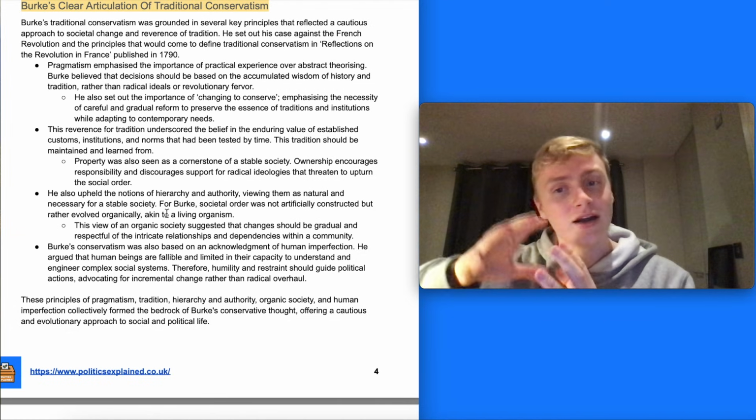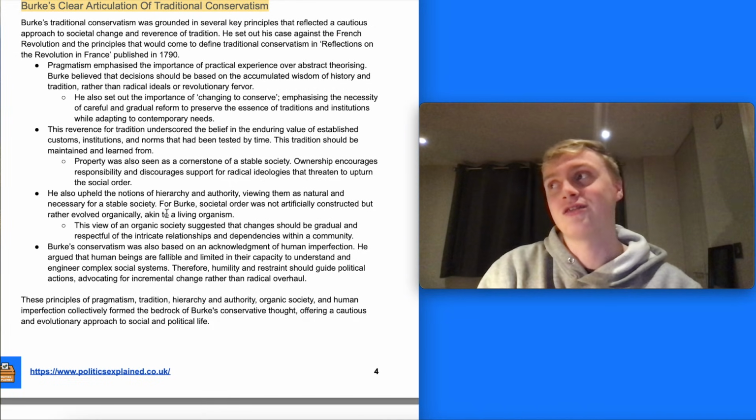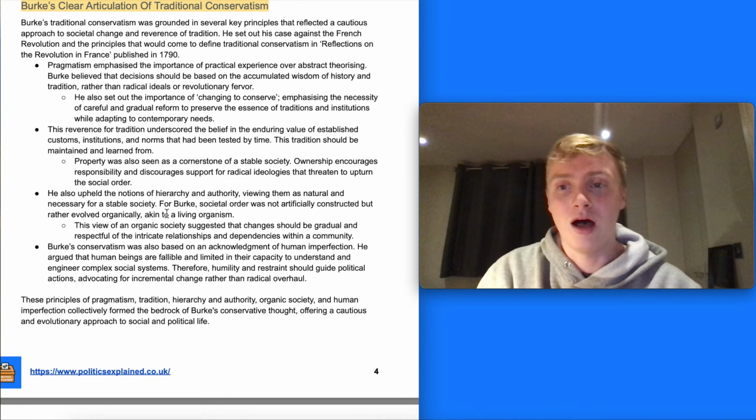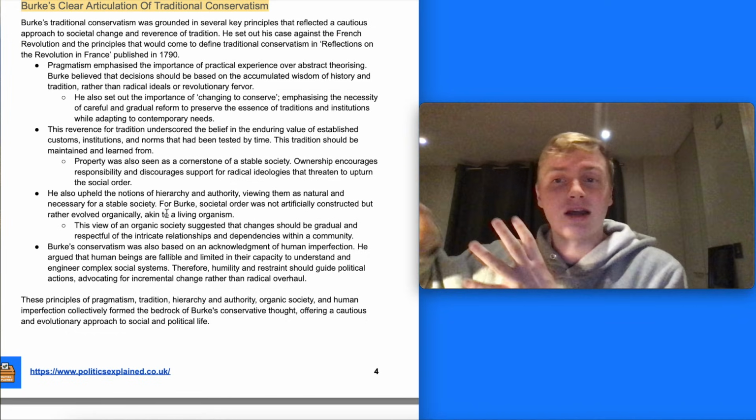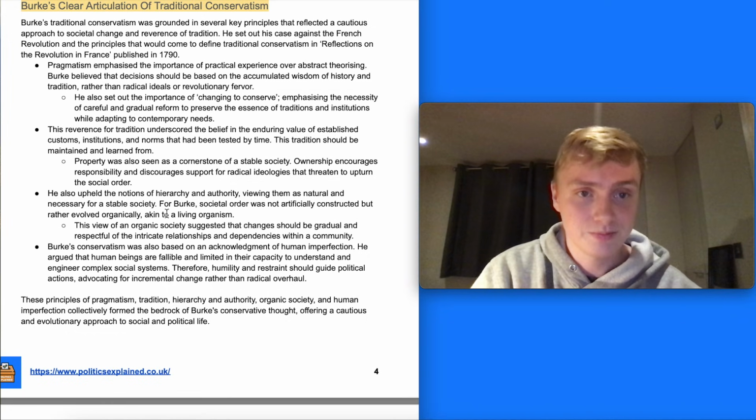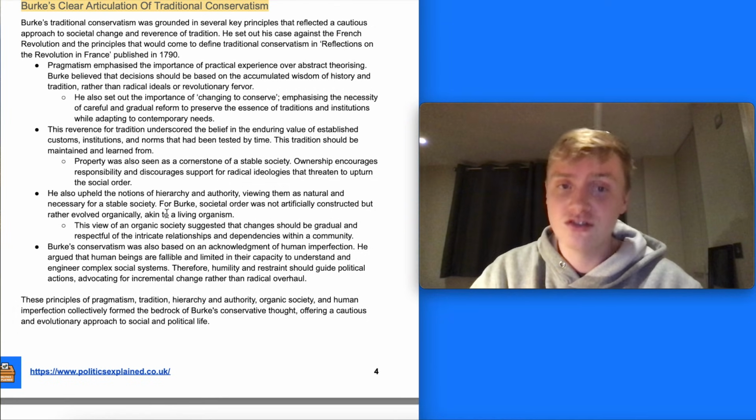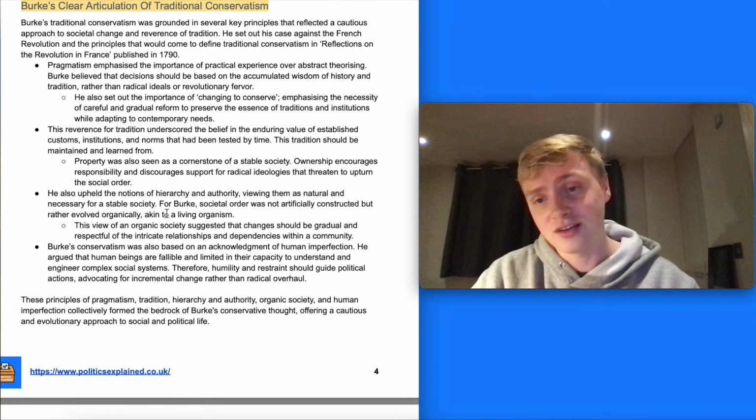You shouldn't try and sail off, and this brings in Oakeshott, whom we'll look at in a minute, but you shouldn't sail off in an uncertain direction to try and pursue something perfect. You should try and keep the ship afloat in uncertain waters. And he also set out the importance of changing to conserve in this regard. So this is crucial to understand.